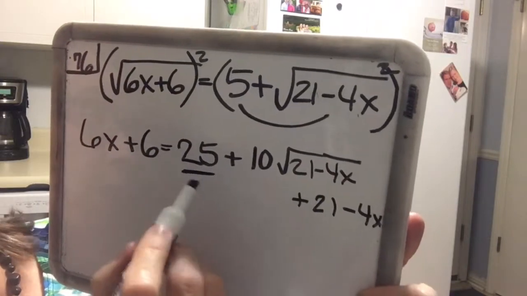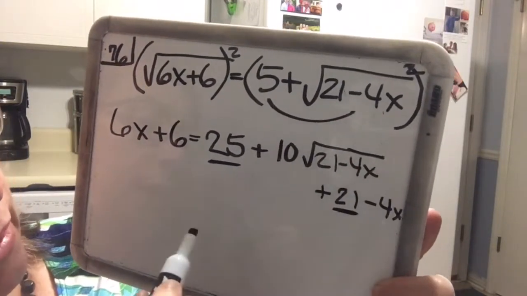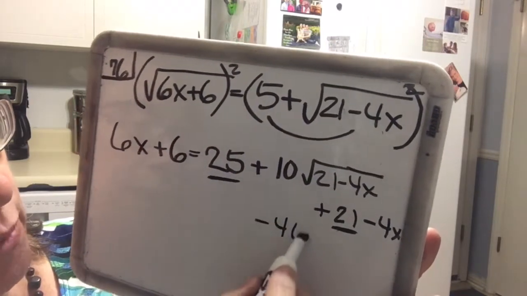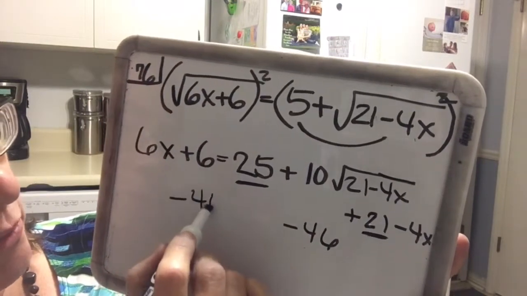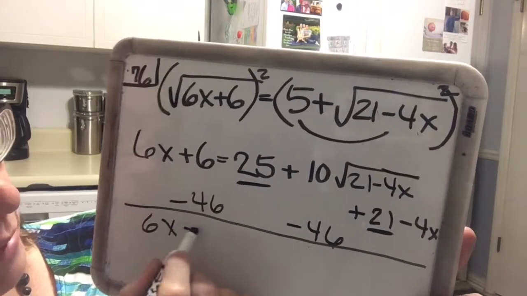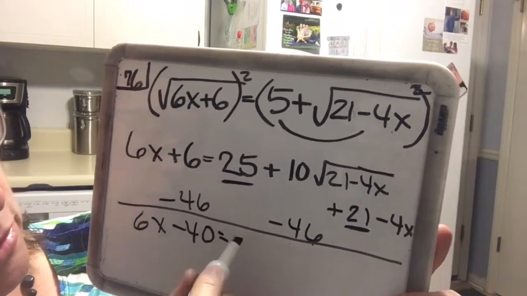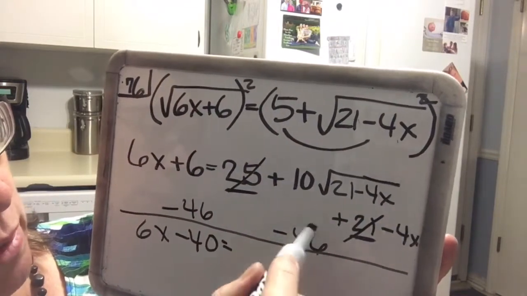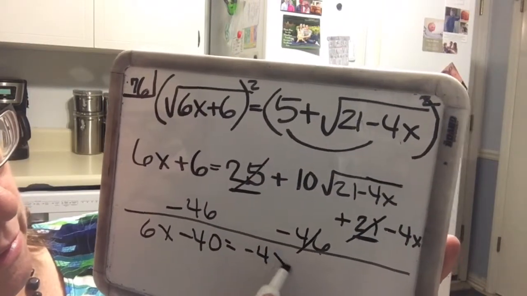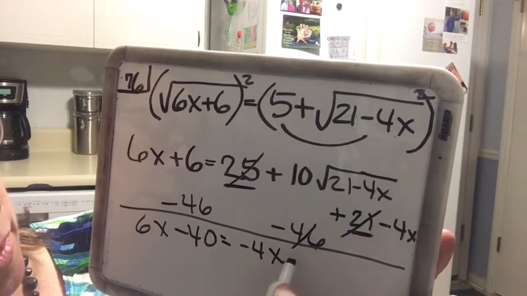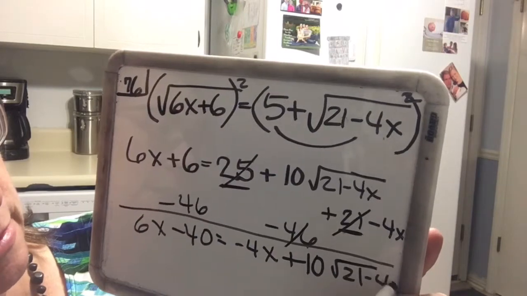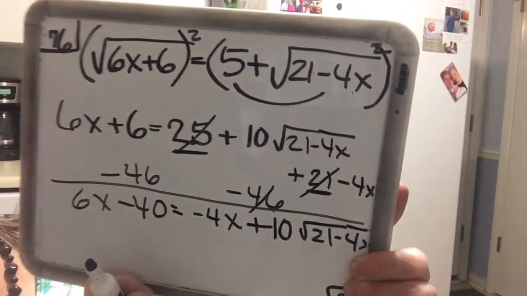Now on the right-hand side, I've got a 25 and a 21, which I'm going to add together and get 46. So then I'm going to subtract 46 from this side and subtract 46 from this side. So now I have 6x minus 40. And on the other side, my 25 and my 21 and my 46 all canceled out. And I have a negative 4x. And then I've got a positive 10 square root of 21 minus 4x. Okay? So there's what I have now.